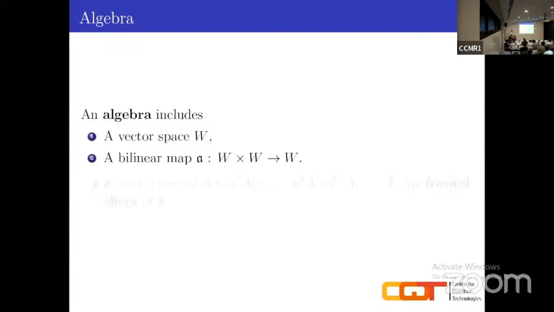So here, let me introduce the definition of algebra. An algebra contains, first, a vector space, and then it includes a bilinear map. You can think about this vector space as the set of all the elements in this algebra. And this bilinear map will map pairs of elements in this algebra to another element in this algebra.